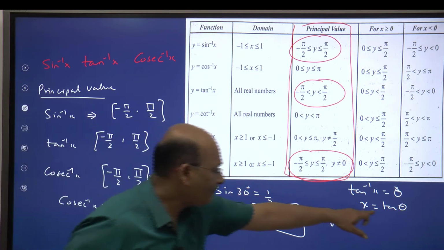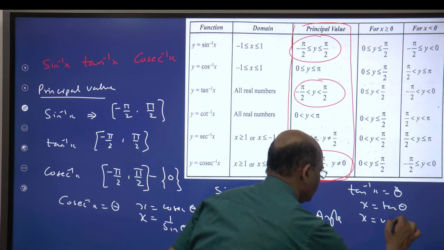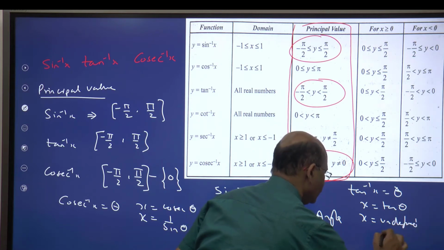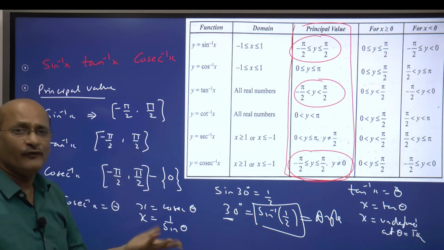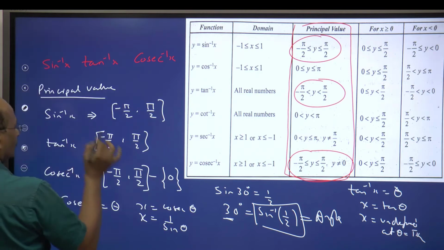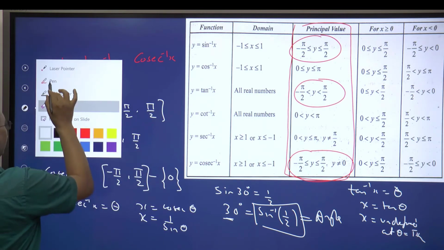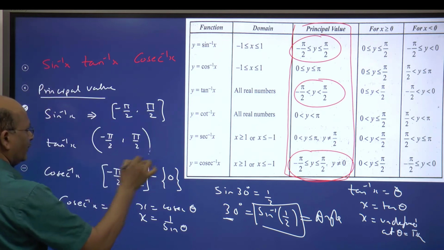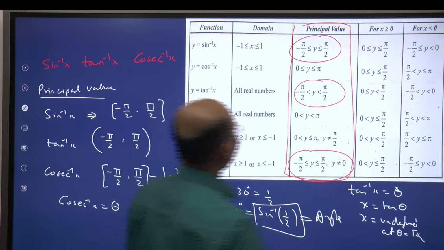If I put tan pi by 2, what is it? Infinity, undefined, at theta equal to pi by 2. That means when theta is minus pi by 2 or pi by 2, tan theta becomes infinity, undefined. Therefore, I have to remove the square bracket and put a round bracket, so that we understand it is between minus pi by 2 and pi by 2. That's exactly what is given here.